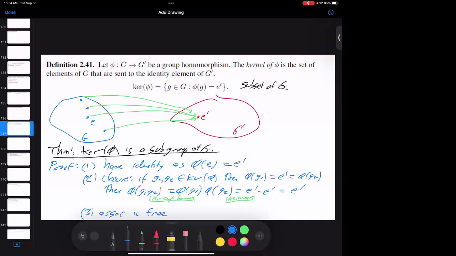Well, if you go back and look at the picture before, injective means two distinct elements go to distinct elements. So if there's more than one element that goes to E prime, there's no way it can be injective. So it's a necessary condition that the only thing in the kernel is E. If there are more things in the kernel than E, it can't be injective because all those things go to the same thing. It's not necessarily sufficient.